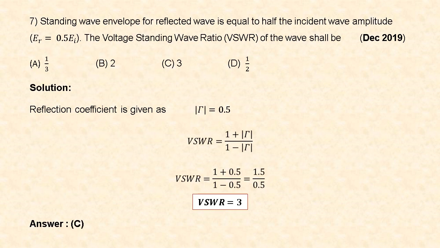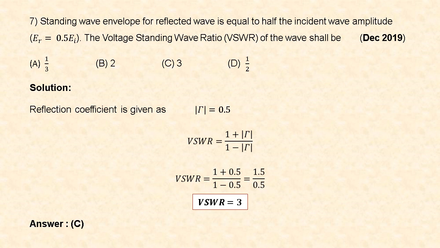Next question. This question was asked in December 2019. Standing wave envelope for reflected wave is equal to half the incident wave amplitude. That is ER is equal to 0.5 EI. The voltage standing wave ratio of the wave shall be option A 1 by 3, option B 2, option C 3, option D 1 by 2.